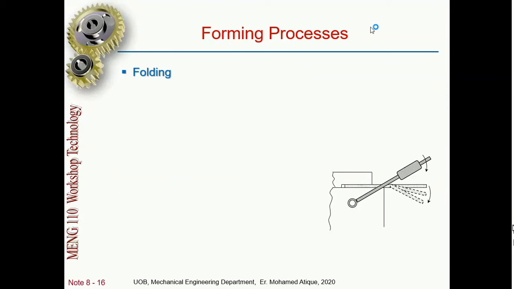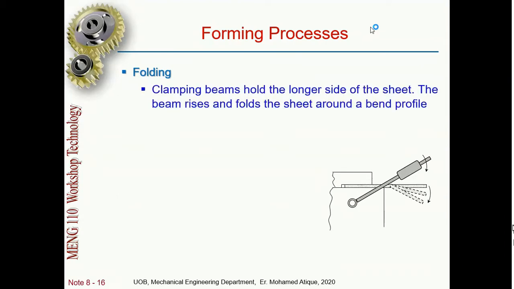Now folding. It is also like bending. The sheet will be kept on the die. At one end it will be clamped. We will clamp the sheet at one end. Now this is the beam. We'll take this beam on top of the sheet and press it down, bending the sheet. Okay, so this is folding.